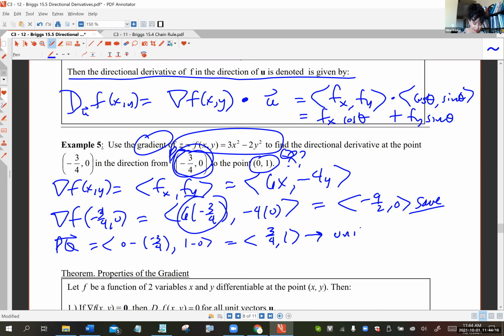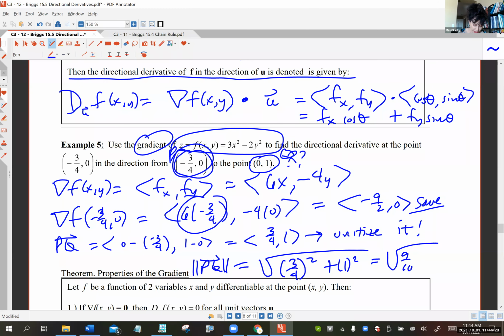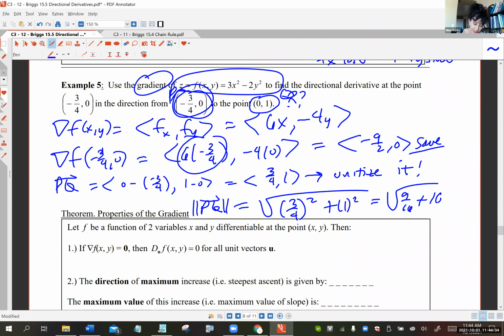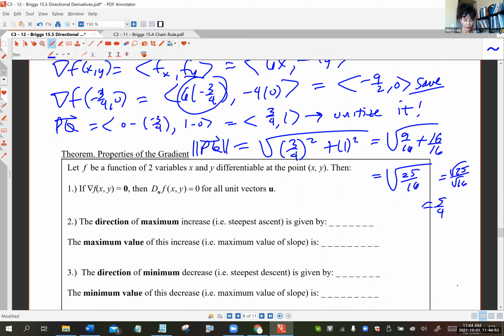Now unitize it. If you don't unitize it, you're going to blow it. Let's go get the magnitude. Oh man, this magnitude is going to involve fractions. Bummer. Oh well, it is what it is. What is 9/16 plus 1? Well, 1 is the same as 16/16. If I add 9/16 with 16/16, I get 25/16 under the radical. Then if I use a law of radicals and break it up into a quotient of radicals, I end up with 5/4.